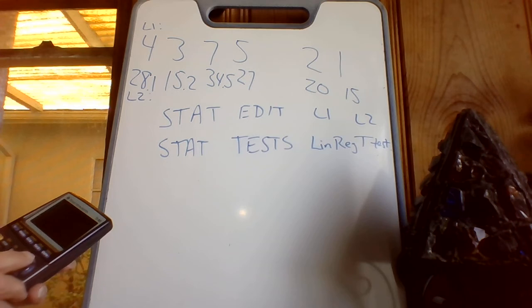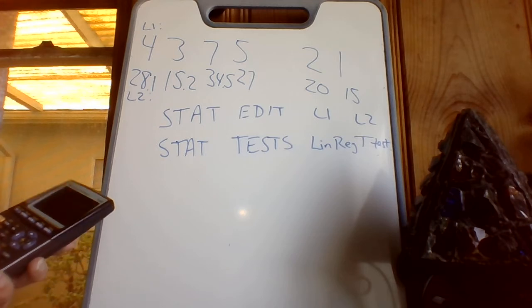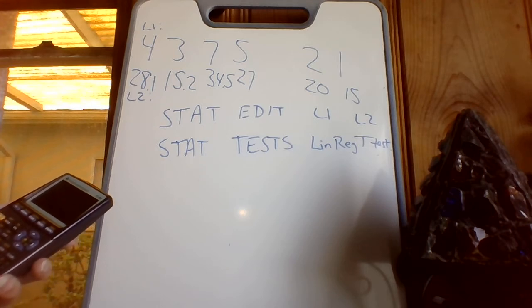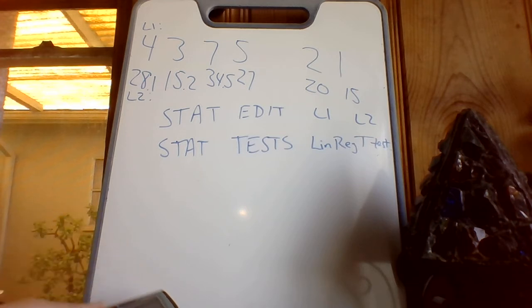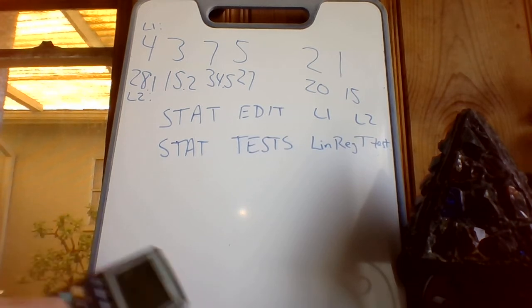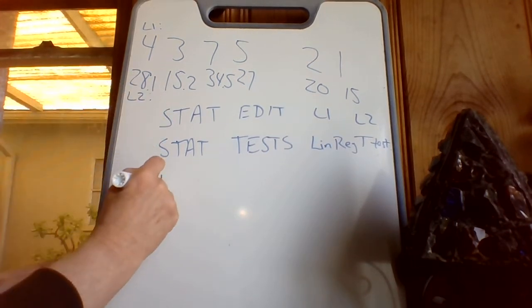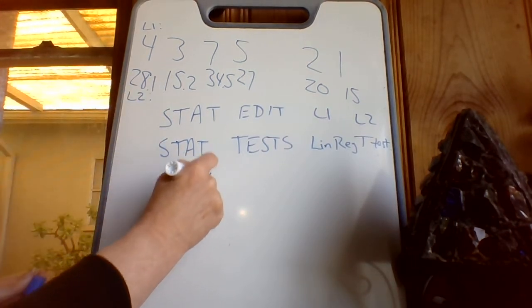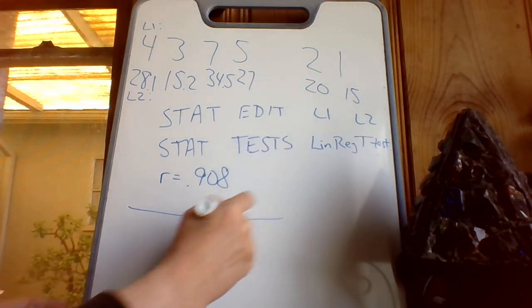Stat, tests, LinRegTTest, still says list 1, list 2, cruise on past everything down to the word calculate. R is now 0.9077, so 0.908. That sounds like a good number. Okay, is that good enough?